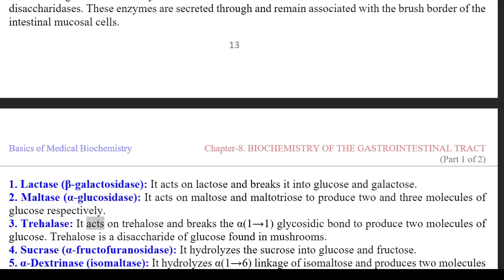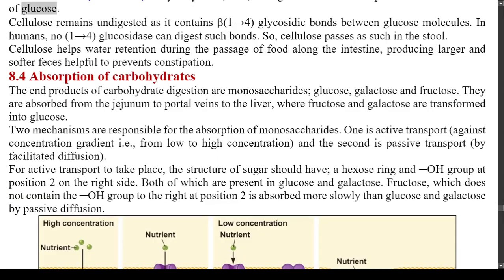3. Trehalase, it acts on trehalose and breaks the alpha 1→1 glycosidic bond to produce 2 molecules of glucose. Trehalose is a disaccharide of glucose found in mushrooms. 4. Sucrase, alpha-fructofuranosidase. It hydrolyzes the sucrose into glucose and fructose. 5. Alpha-dextrinase, isomaltase. It hydrolyzes alpha 1→6 linkage of isomaltose and produces 2 molecules of glucose. Cellulose remains undigested as it contains beta 1→4 glycosidic bonds between glucose molecules.